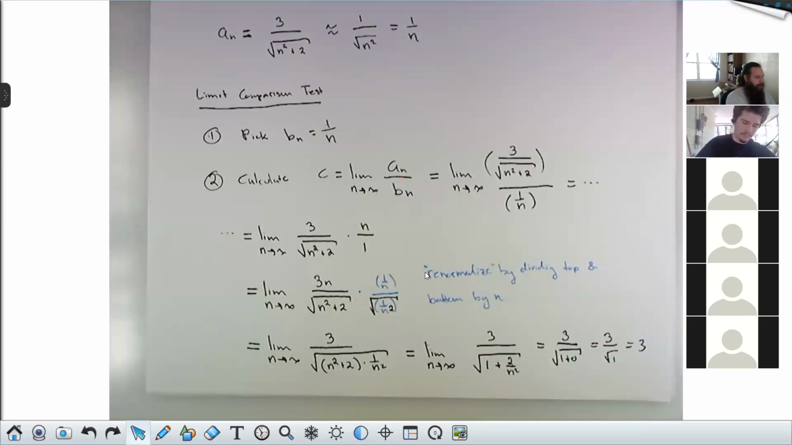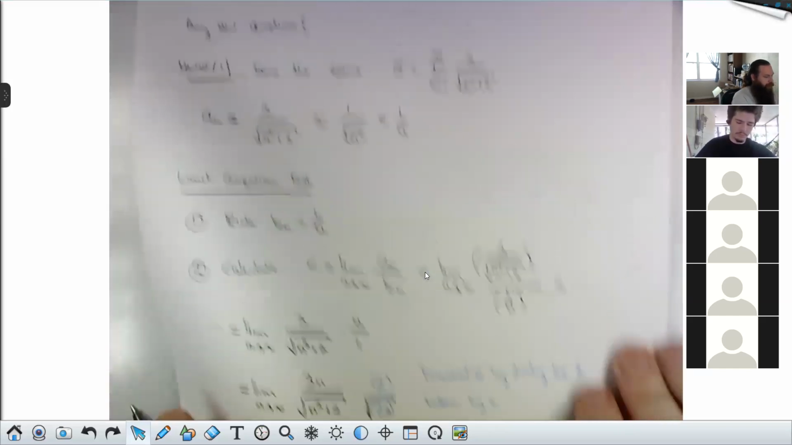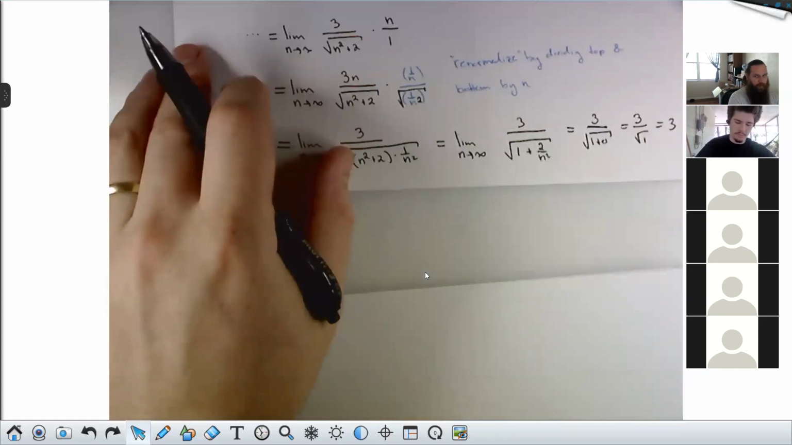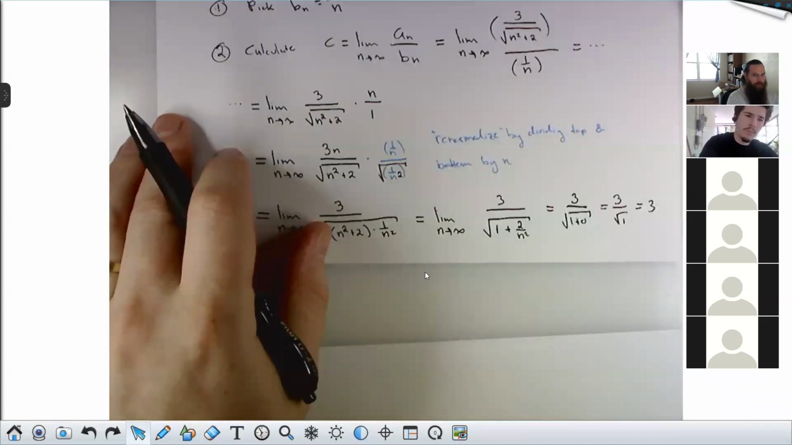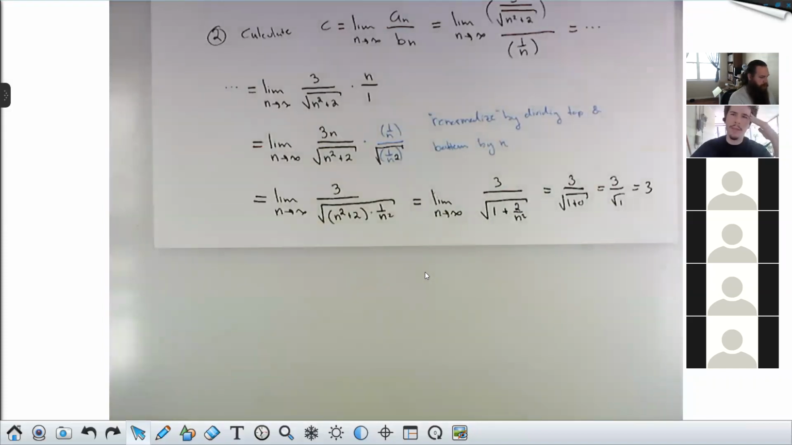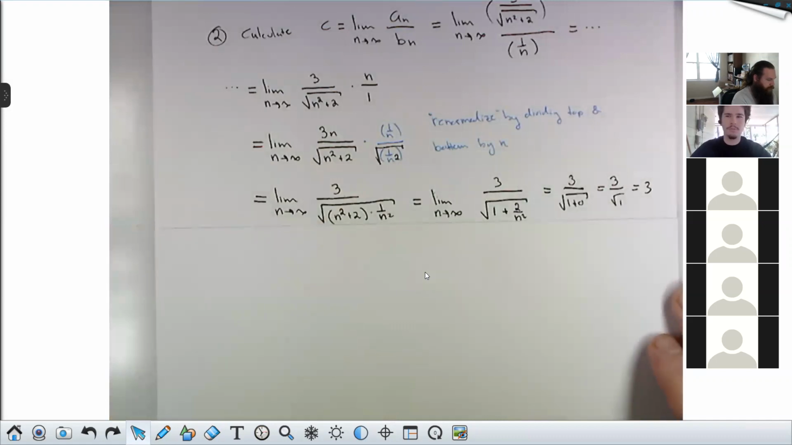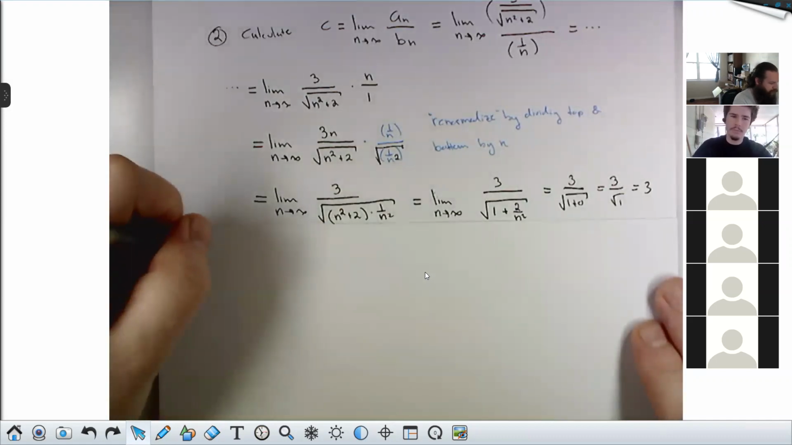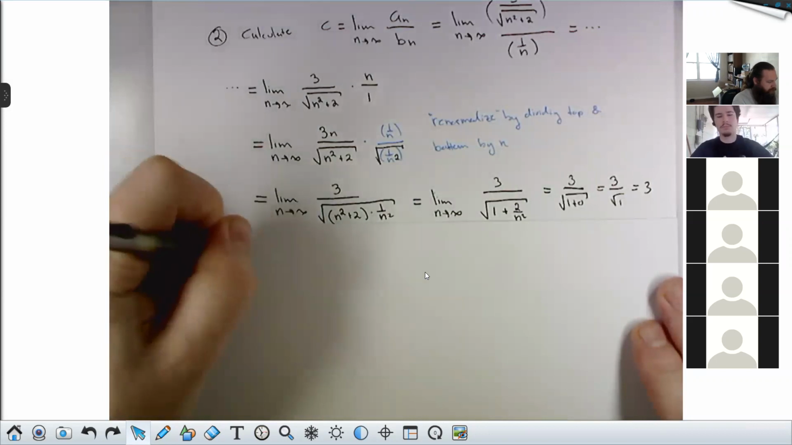Okay, so question, what do we learn from this? I want you guys to help me out with the next step here. We just learned that 1 over n and the original problem have the same either convergence or divergence. Very good.